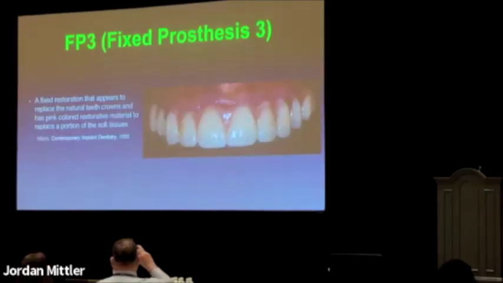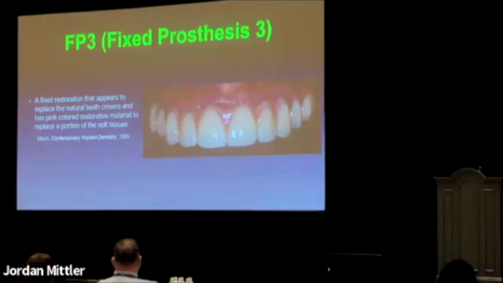And this is where having a great technician is really useful. If you look at the big porcelain we have on here, this guy was an artist. He really did a great job helping match this gingiva. So this is a fixed restoration that appears to replace the natural tooth crowns and has pink-colored porcelain restorative material to replace a portion of the soft tissues. Okay, so these ones are great, but they're difficult.